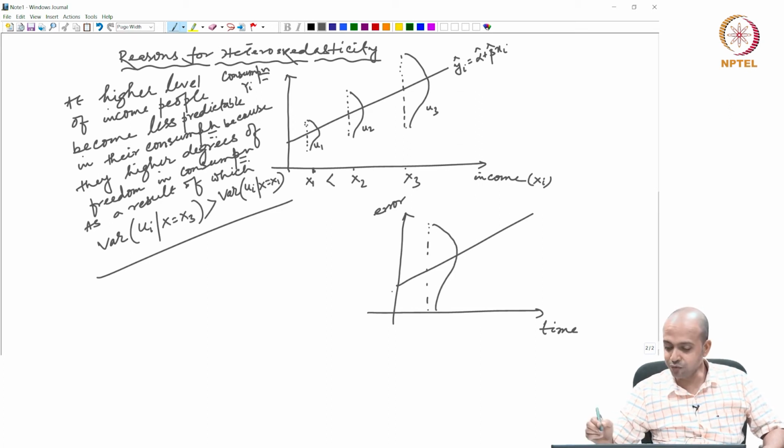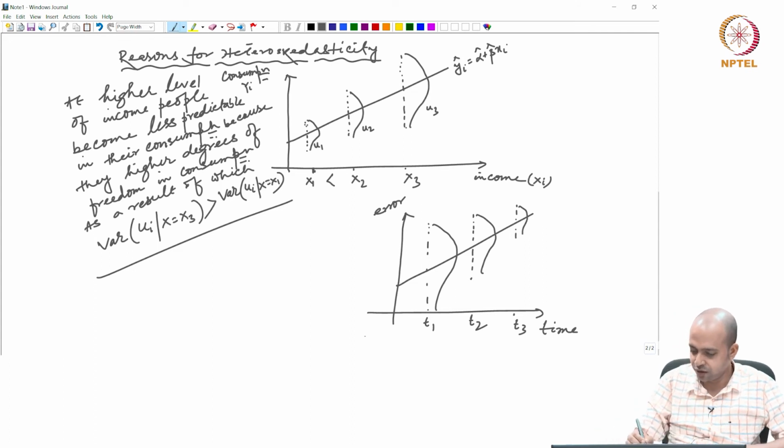But as time goes on, this is t equals t1. Then as time increases, what will happen? You will learn how to type better, and your error variance actually will come down. And when you have too much experience, then you will have very less error. So, just the opposite will happen in this case.